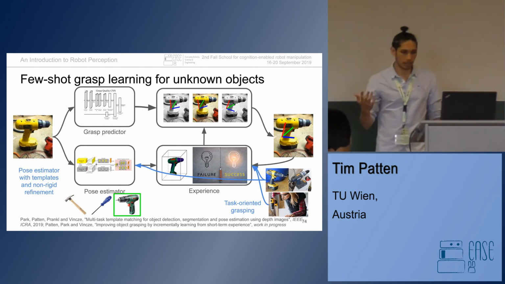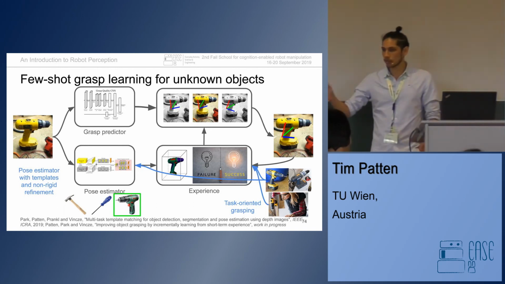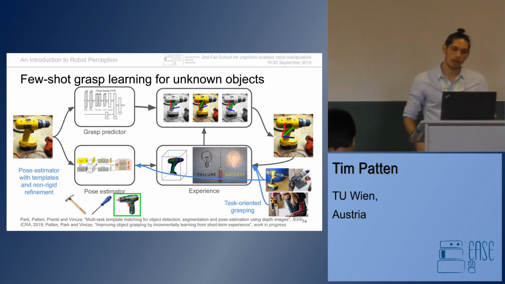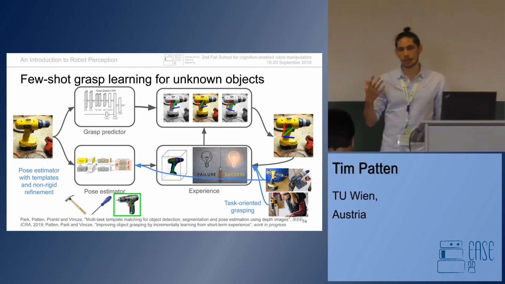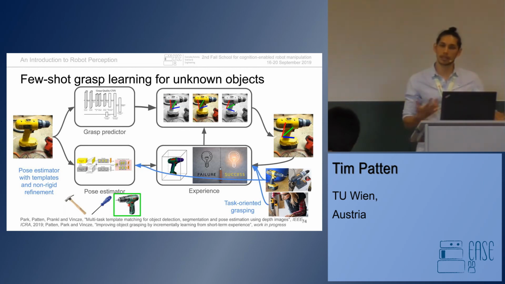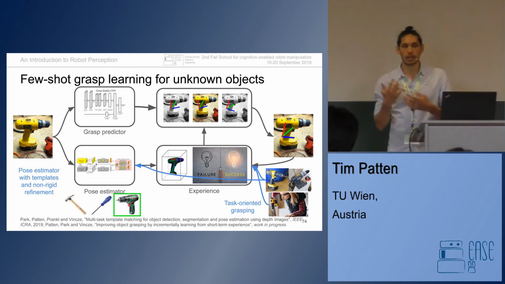And then this can be quite general, so we can observe other objects, similar but different, and we can feed this back into our experience part, but we can also feed this back into our pose estimation part. Because we have a pose estimator that requires templates, it doesn't need 3D models, so we can expand our template set to keep track of everything that is new.